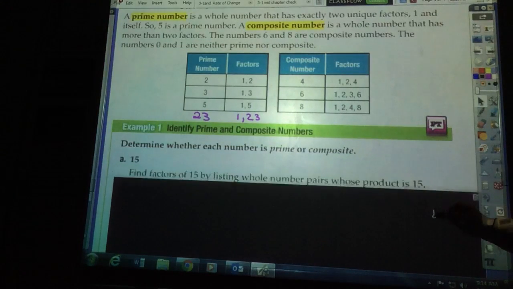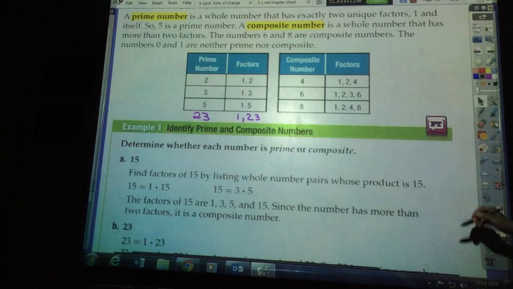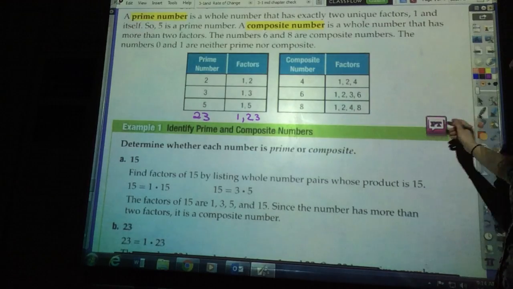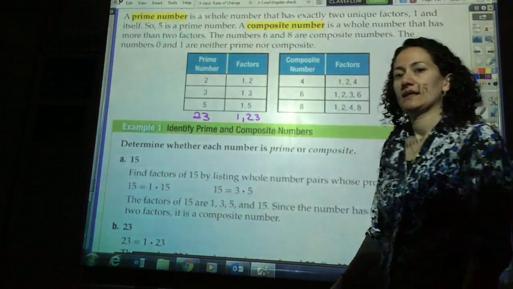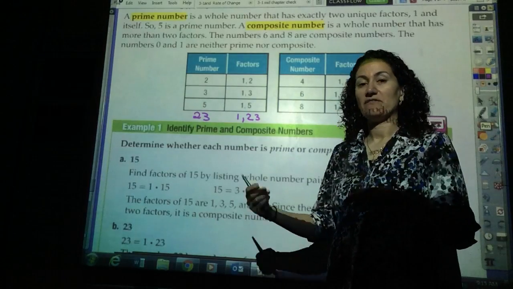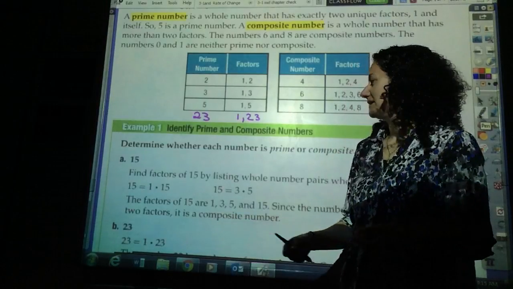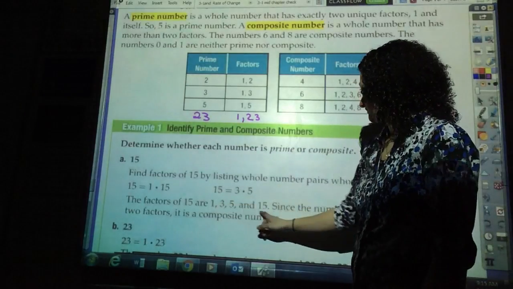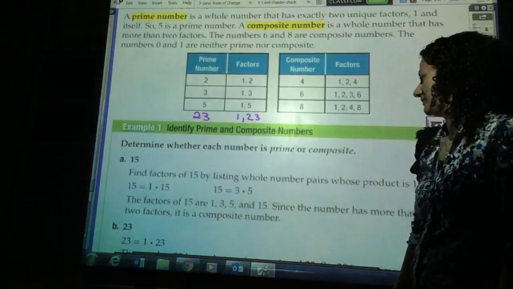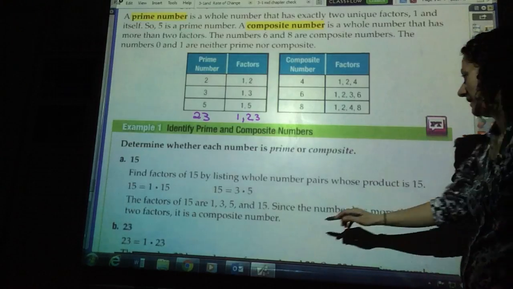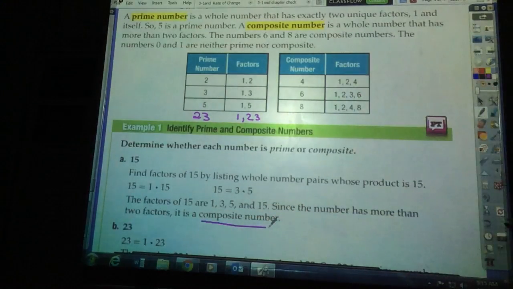Okay, so let's take a look at some of these examples. What do you have to be able to do? You have to be able to look at a number and identify whether it's prime or composite. We'll take a look at the number 15. If you can think of a number that goes into 15 other than 1 and 15, then it's composite. And in this case, if we were to list the factors of 15, we would get 1, 15, and 3 times 5 is 15. That makes 15 a composite number. Okay, so it is a composite number.